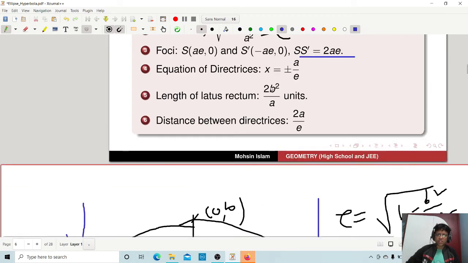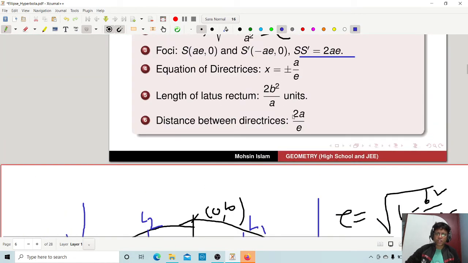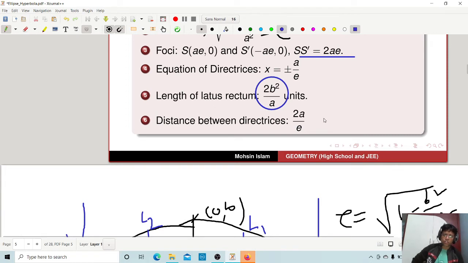Equation of the directrices is x equal to plus minus a by e, and the length of the latus rectum is 2b squared by a. So you have the latus rectum perpendicular to the major axis and through the focus. This is the latus rectum L, L dashed, L1, L1 dashed, and there are two latus recta, L2, L2 dashed. So this length is twice b squared by a.